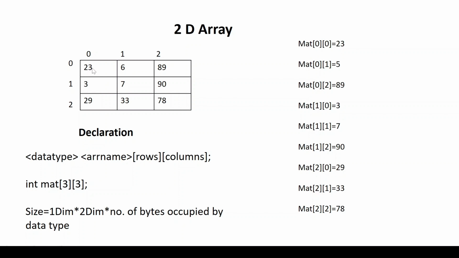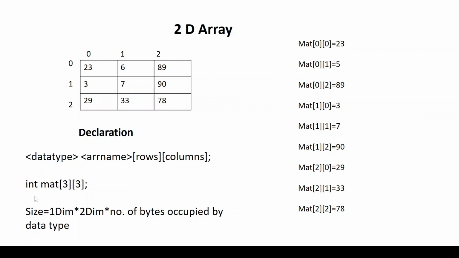So we can say that if the name of a matrix is mat, then 23 is at index position 0, 0, 6 is at index position 0, 1, then 89 is at index position 0, 2. Similarly, 3 is at index position 1, 0, 7 is at index position 1, 1, 90 is at index position 1, 2, 29 is at index position 2, 0, 33 is at index position 2, 1, and 78 is at index position 2, 2.